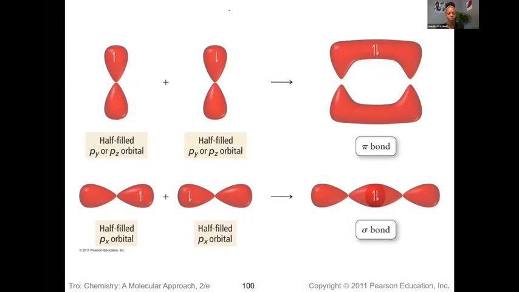Okay. And so this is just showing you those perpendicular orbitals that can come to make those double bonds, your pi bonds. Or if they're coming directly towards one another, then that's your sigma bond.